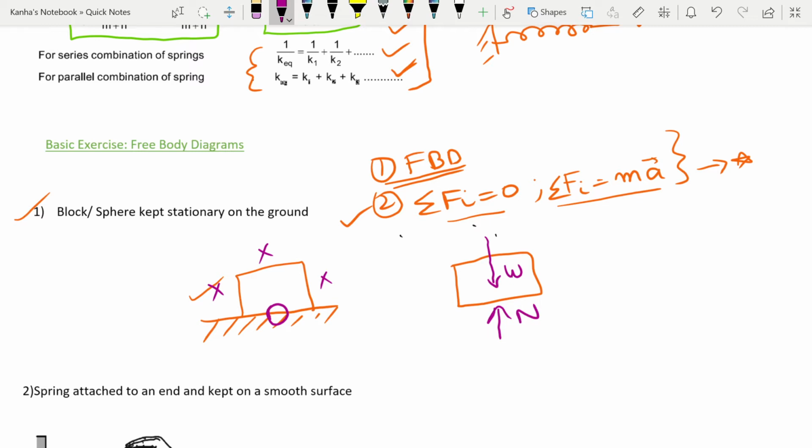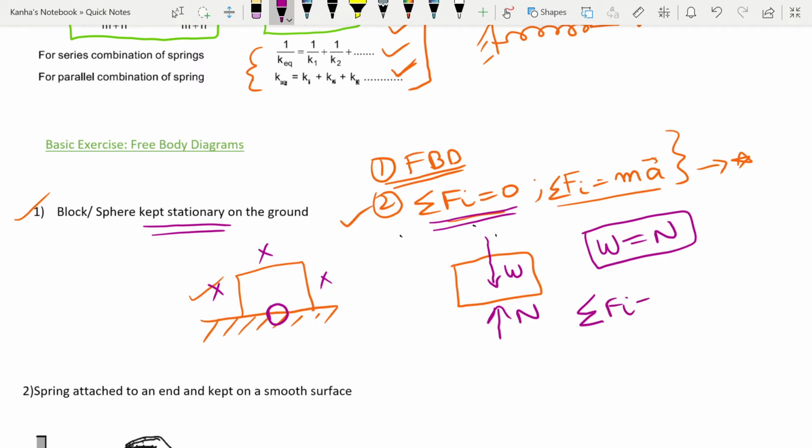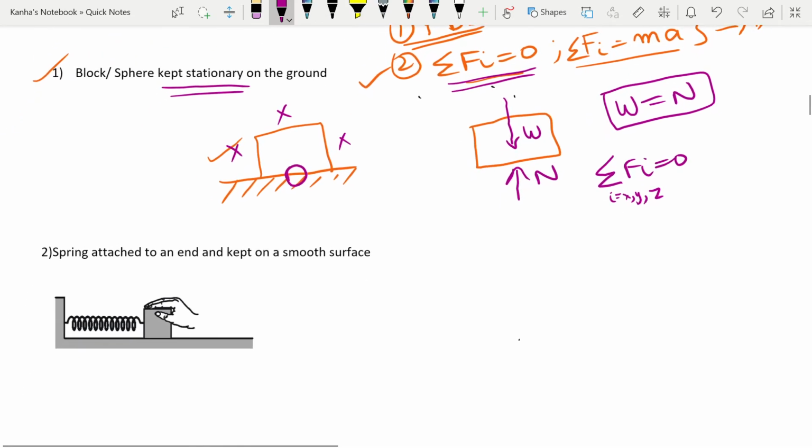And now this is the first step. What was the second step? I have said that it's kept stationary on the ground, so that implies the sum of my forces is zero. Or if I just do this in the y direction, I will get W is equal to N. Note that what summation Fi is equal to 0 means is that i is basically your x, y, z axis, or whatever coordinate system you're choosing. So this should be kept in mind.